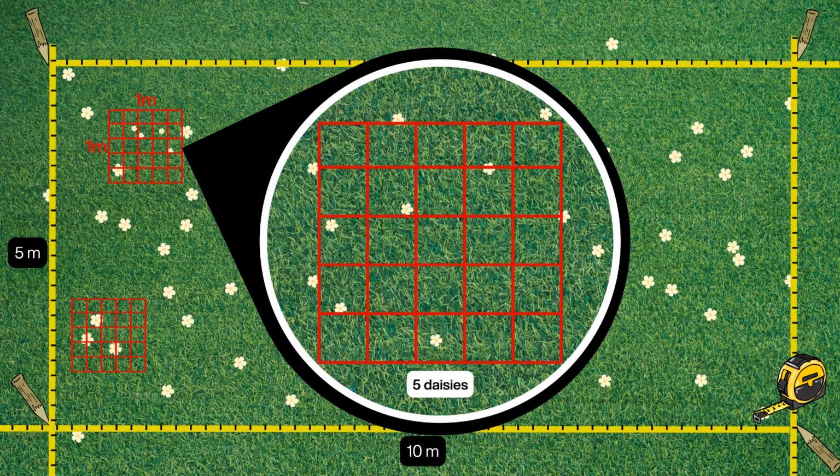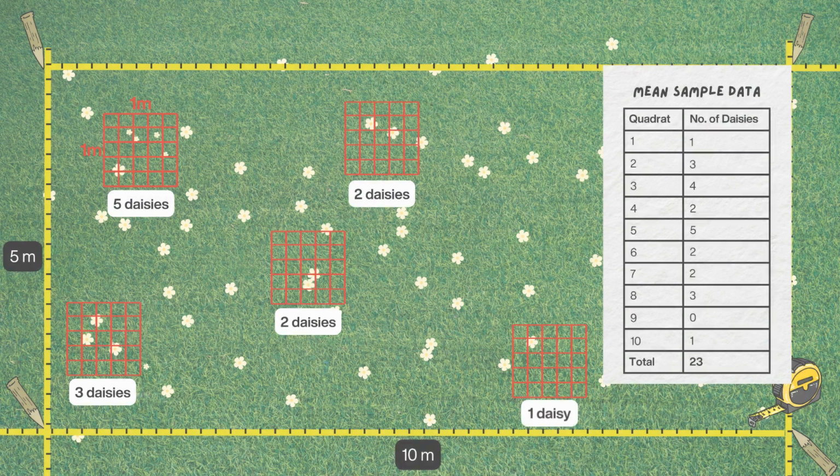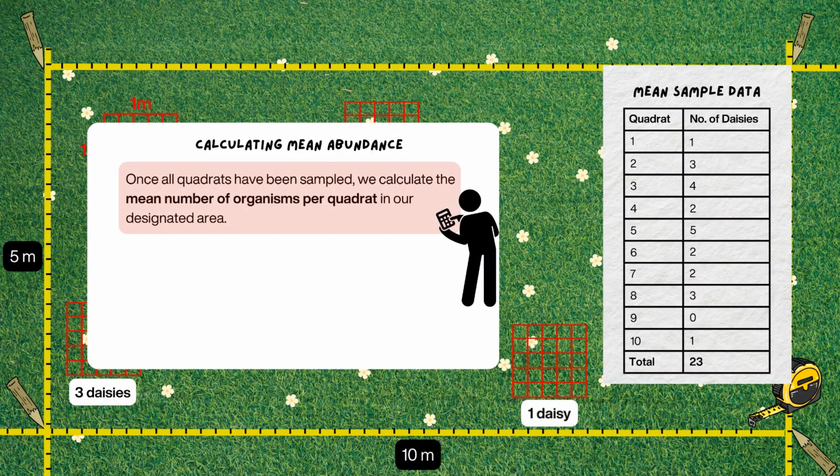Next, we need to position the quadrat. At each set of coordinates, we will carefully place a 1 meter squared quadrat frame on the ground. Within the quadrat, every individual organism of the target species, such as daisies, will be counted. This step is repeated multiple times at different coordinates to ensure our sampling is thorough. Once all quadrats have been sampled, we calculate the mean number of organisms per quadrat in our designated area.